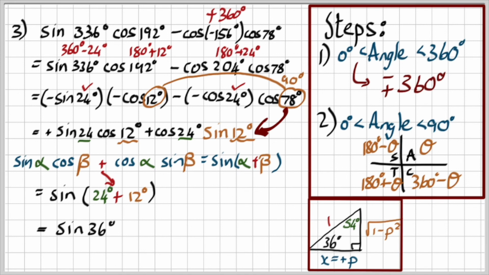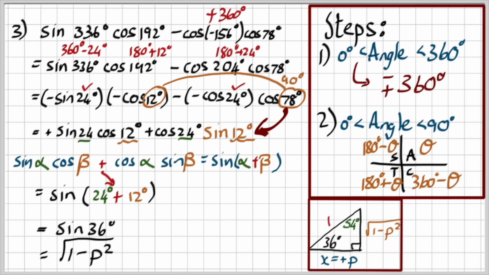But wait, that's 36. I've got a triangle for 36, which means this is just root 1 minus p squared. Woo! This is beautiful. Oh, this maths, man, it makes me excited. This was such a fun video to make. Ladies and gents, please, please, those first two steps are crucial. Crucial, crucial. I cannot tell you how crucial they are.